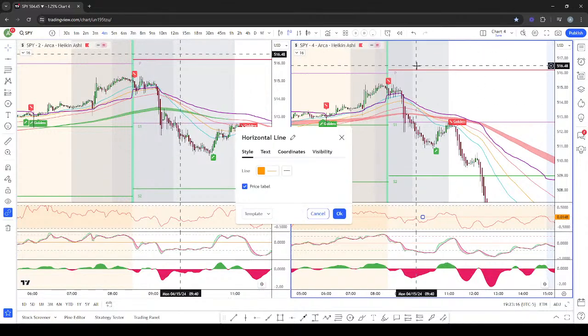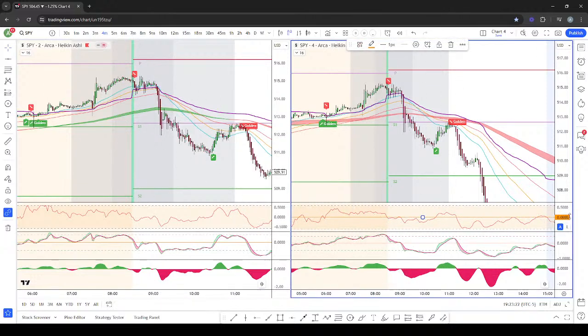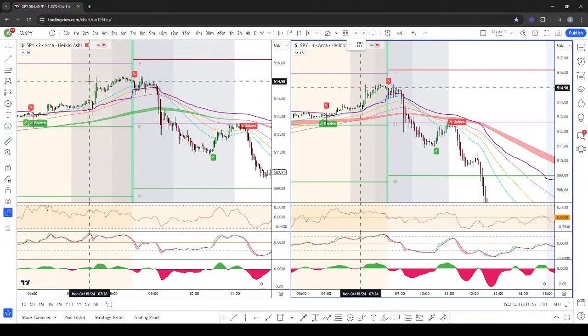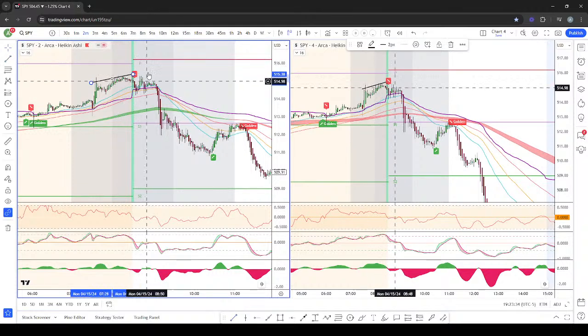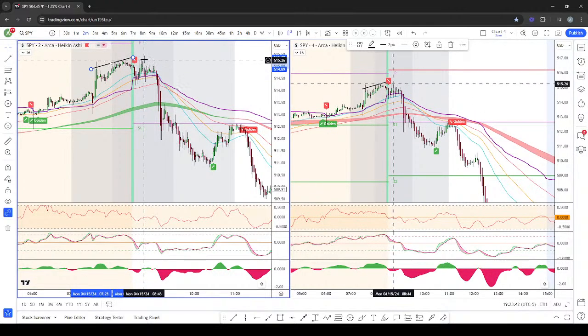You can go in here, and under coordinates, just change that to 0, hit OK, and now you're at a 0, and then lock that right in. Okay, so here is the bearish divergence that you can see. And right at the open, you got your signal that the bias is changing to the downside.